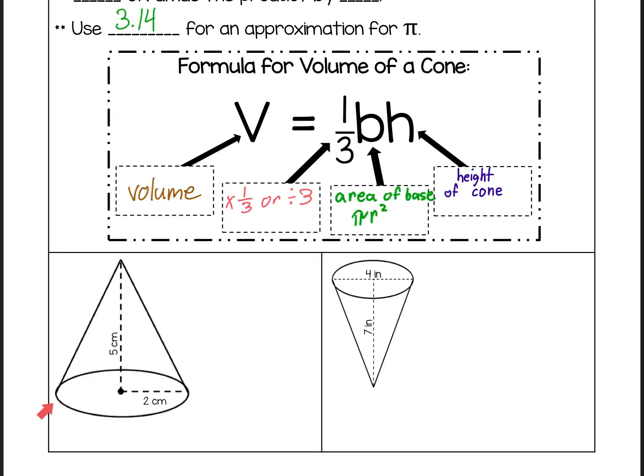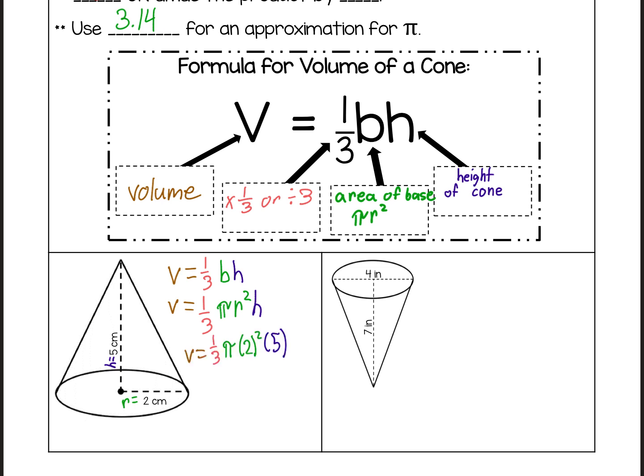Look at the cone on the left. The volume is equal to 1/3 the base times the height. This means that the volume is 1/3 times pi r squared times H. Looking at the cone, from the center to the outer edge is 2 centimeters. This is the radius, or r, and 5 centimeters is the height, or h.